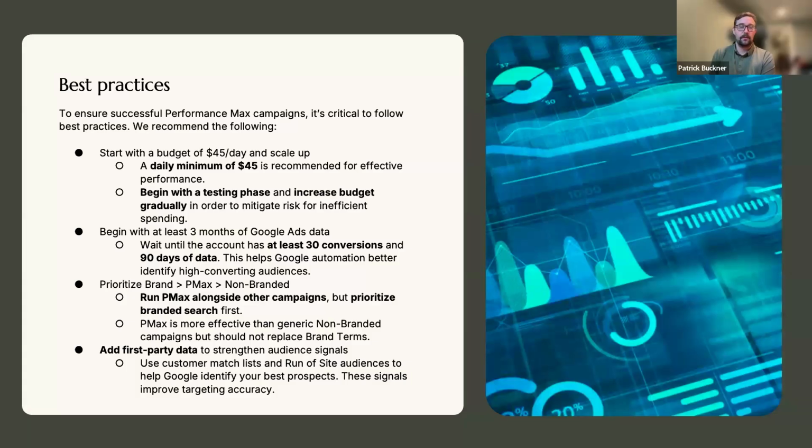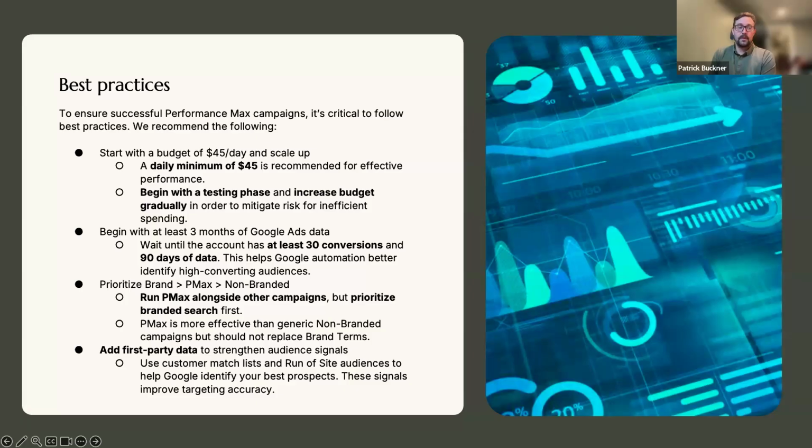You also want to have at least 3 months of Google Ads data in your account. So making sure that your account has at least 30 conversions and 90 days of data will really help drive the automation of PMax and allow it to help find those high converting audiences. We also still really recommend prioritizing your brand campaigns. You should run PMax alongside your other campaigns, but prioritize branded search first. PMax is more effective than non-branded searches a lot of times, but it really can't replace the strong intent-driven searches that come with brand campaigns.